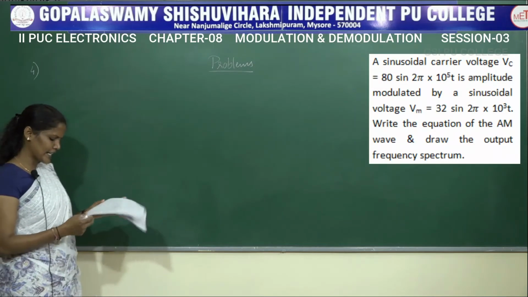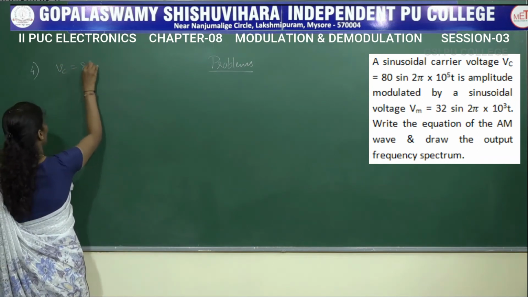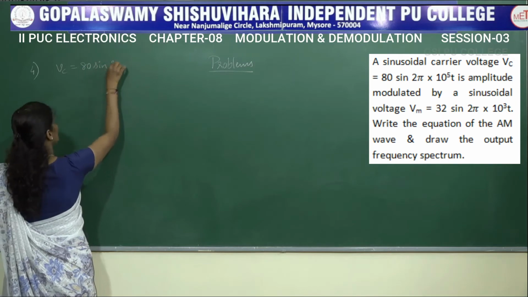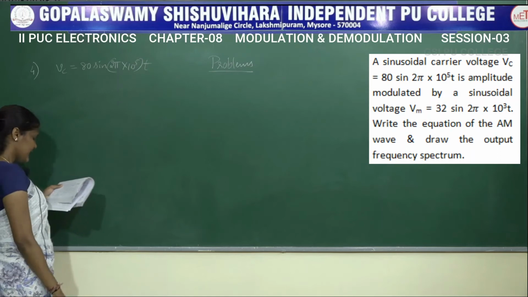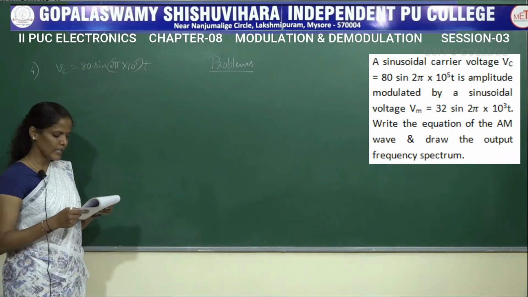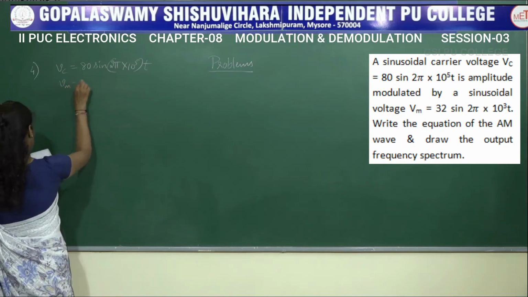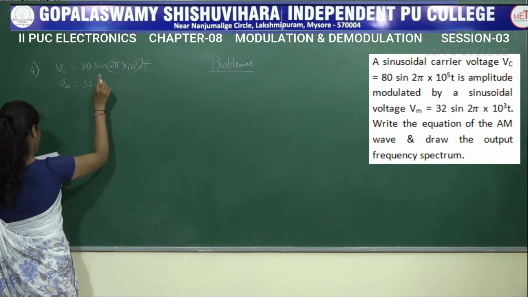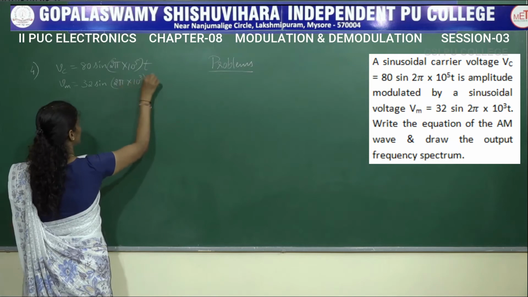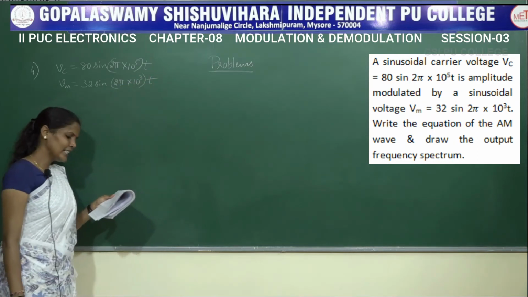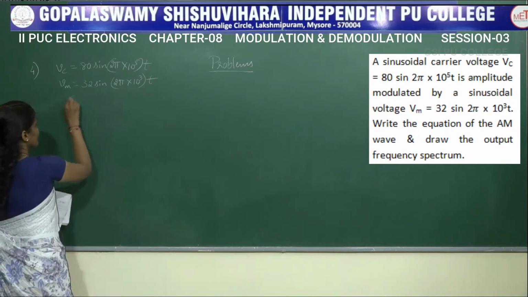A sinusoidal carrier voltage Vc equals 80 sin 2 pi into 10 to the power of 5t is amplitude modulated by a sinusoidal voltage of Vm equals 32 sin 2 pi into 10 to the power of 3t. Write the equation of the AM wave and draw the output frequency spectrum.